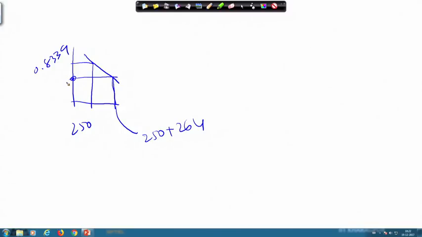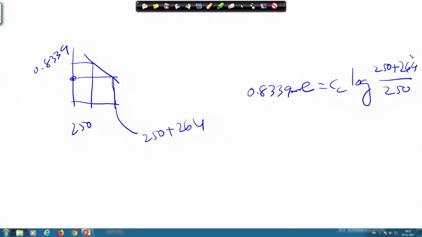So, I can find out 0.8339 minus e equal to C c into log of 250 plus 264 divided by 250. From here C c is known, 0.166, I can get e value. So, this can be calculated.